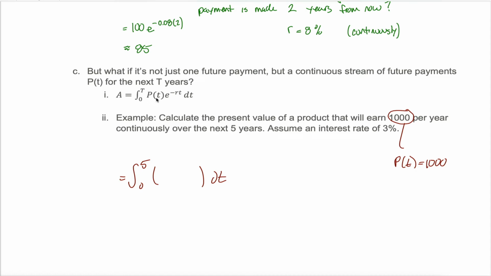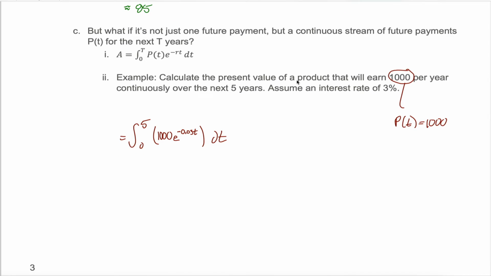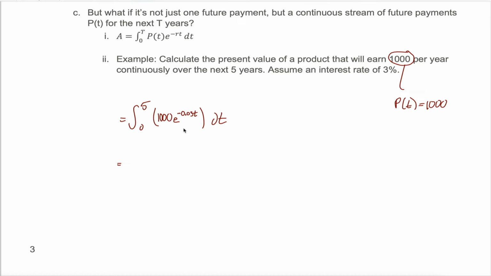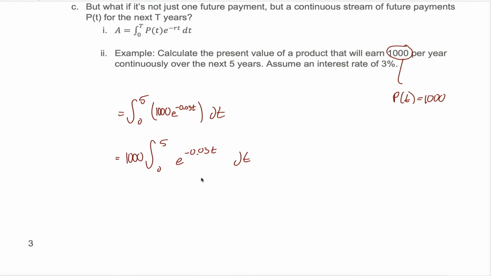What do we want in our integrand here? Our function P of t times e to the negative rt. Our function P of t is just 1,000, and we have to multiply that by e raised to the negative rt. r is the interest rate, 3%, which as a decimal I write as negative 0.03, and t is just the variable in the problem, so I leave it as a t. If I can evaluate this definite integral, I'll know the present value of a product that'll earn $1,000 per year continuously over the next 5 years if I have an interest rate of 3%. The nice thing about this definite integral is it's fairly easy to calculate. We could pull the 1,000 out in front if we wanted, and then evaluate this definite integral.